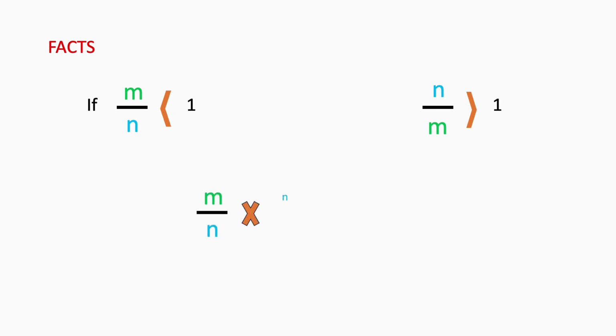It is clear that if the fraction is smaller than 1, its reciprocal will be larger than 1 and vice versa. If m over n is smaller than 1, then it shall be equal or greater than n over m, which is bigger than 1. Another interesting point is that the product of two reciprocal fractions is 1. m over n times n over m equals 1.